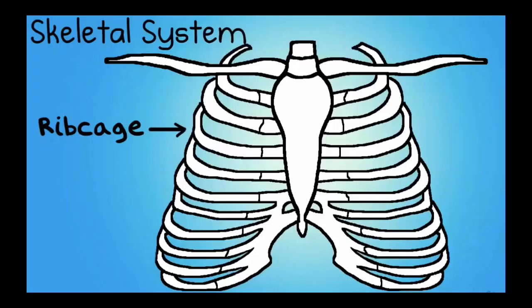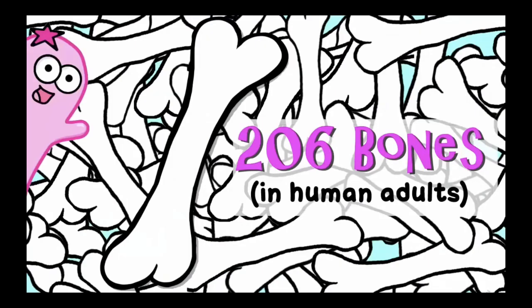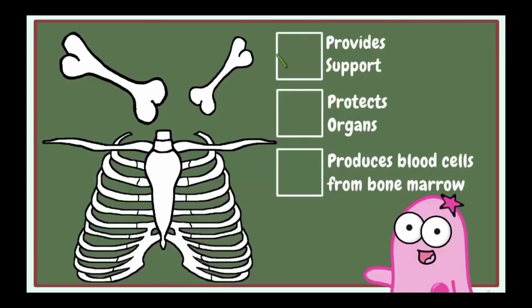The skeletal system. Bones. Adults have 206 bones, and you had more at birth, but some bones fuse together. And these bones support you, they protect your organs, think rib cage, and they even produce blood cells from the bone marrow that's inside the bone.